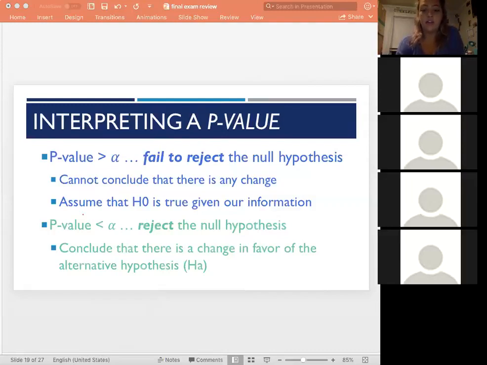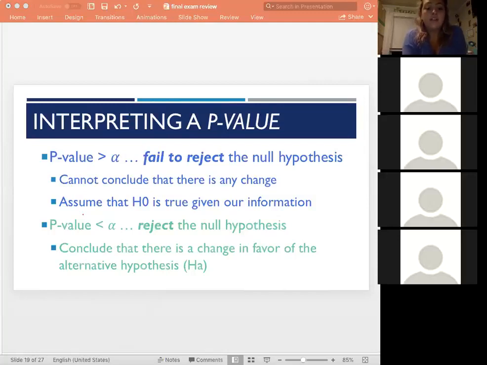I always think your null is basically like your mother. You always assume that she's right, but you're trying to prove that she's wrong. But if you don't, you fail to reject and say she's right. So you can't conclude that there's any sort of change if your p-value is greater than alpha.